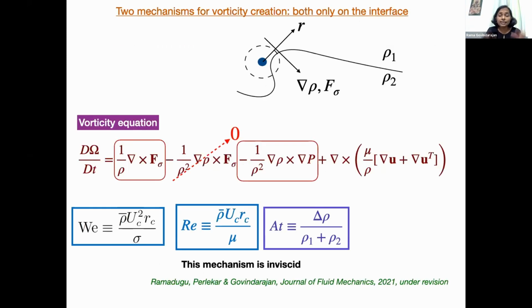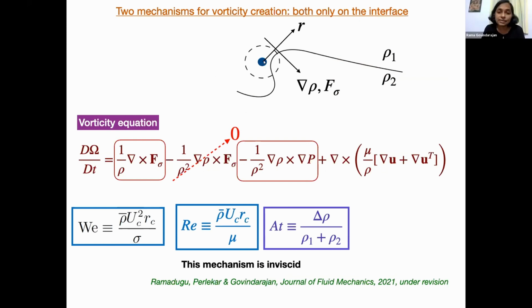Now, in this building block, there are two mechanisms for vorticity creation. Already you have one Lamb-Oseen vortex over here. I hope you can see my cursor. Yes, we can. Okay, thank you.